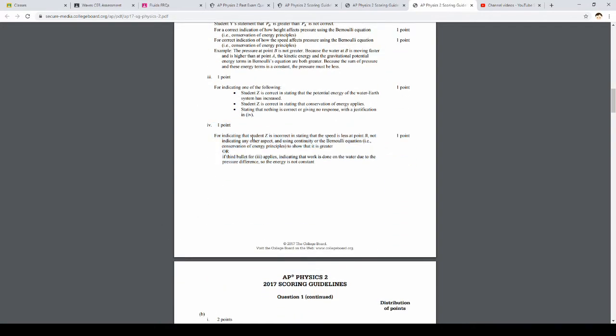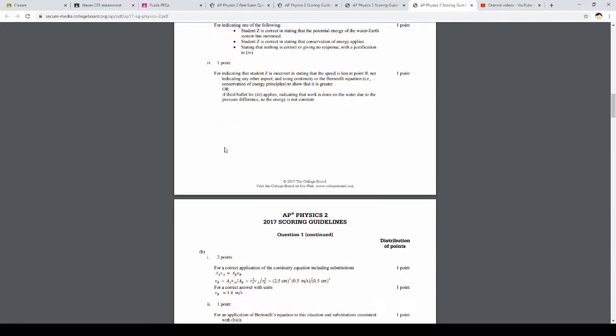So the issue with student Z is that they said the speed would be less as it rises. We know that's not true because of the continuity equation. And for the third bullet for part 3, if you didn't put anything in here, indicating that work is done on the water due to the pressure difference, so energy is not constant.